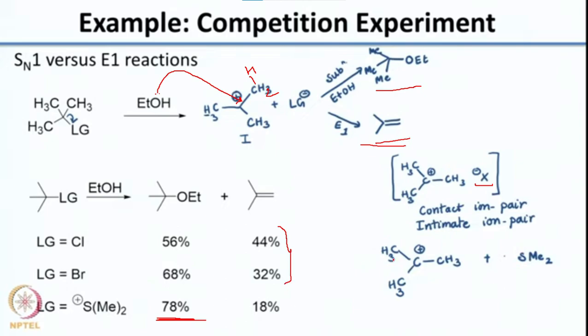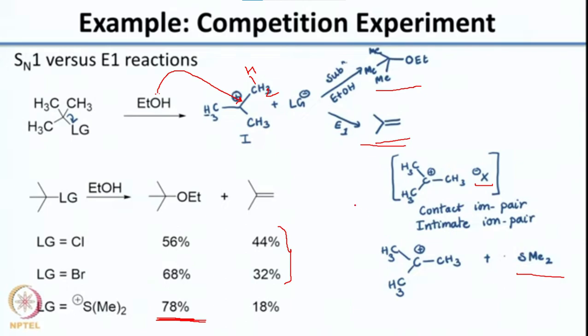When talking about the third case, because it's a very large group, it is not in a contact ion pair, and because of the distance from the carbocation, it cannot take the proton and it's not giving the E1 product as much as in the chloro and bromo cases. So that's why in case of SMe2 we are observing mostly the substituted product as the major product. So I hope you are clear here.